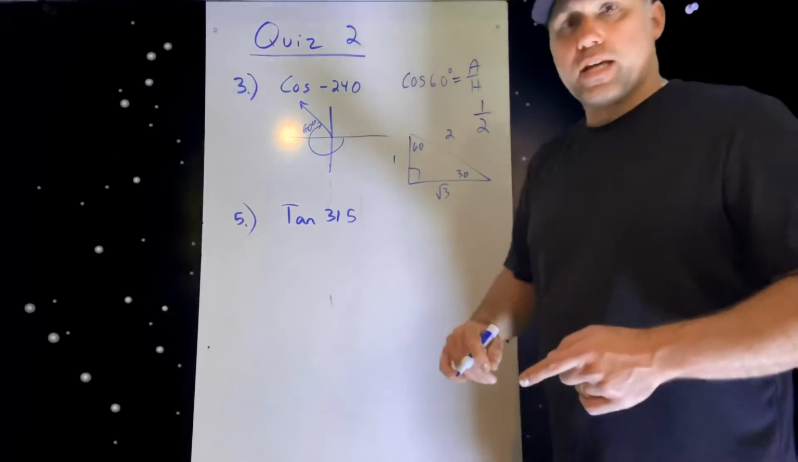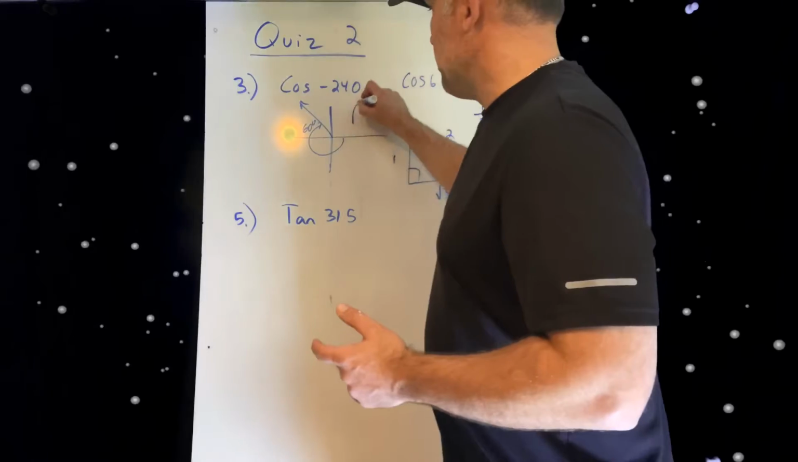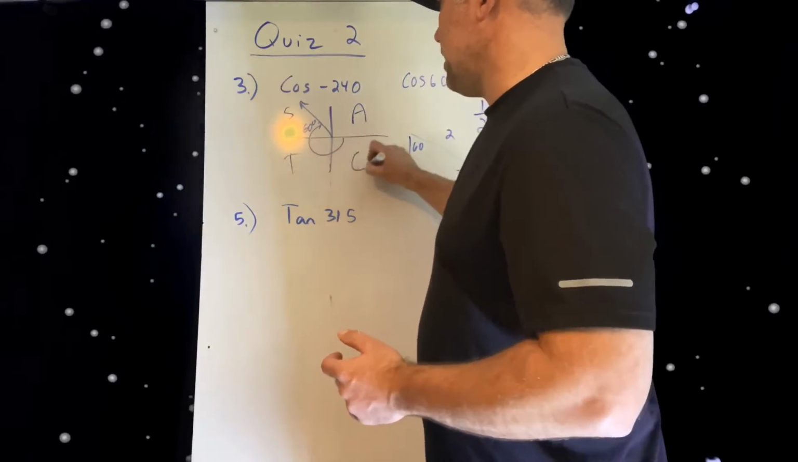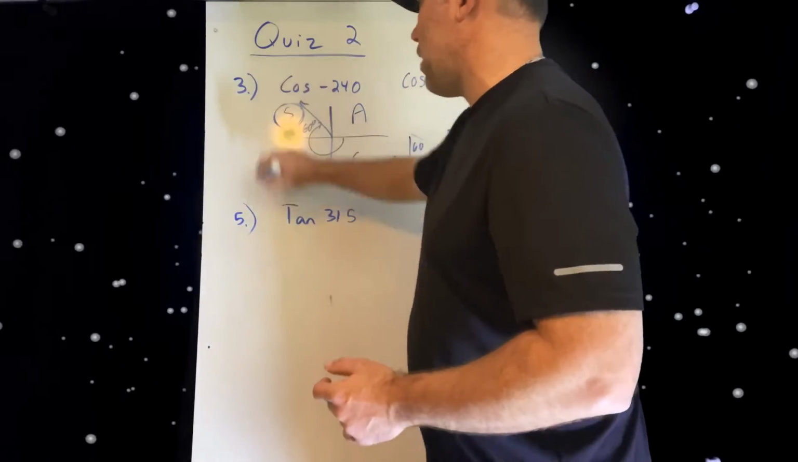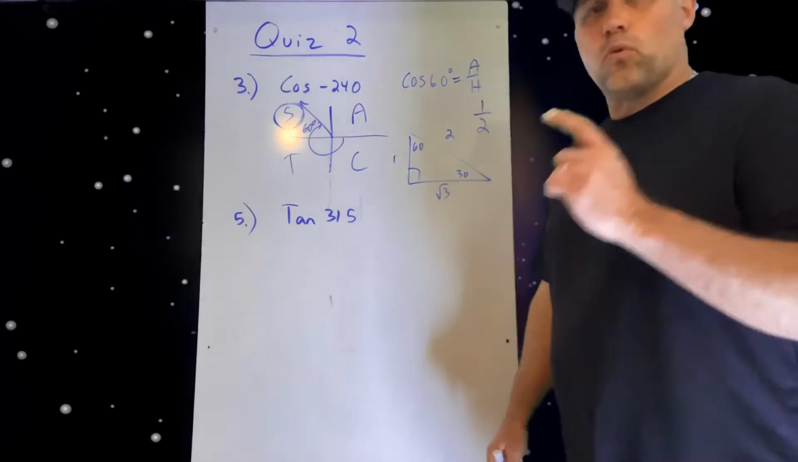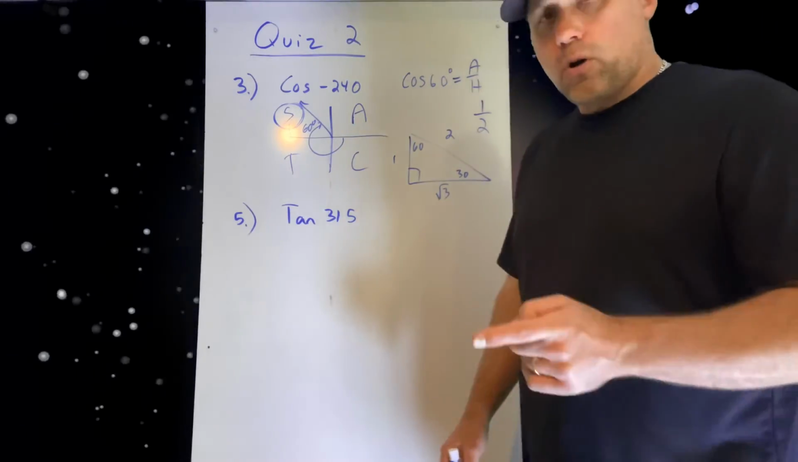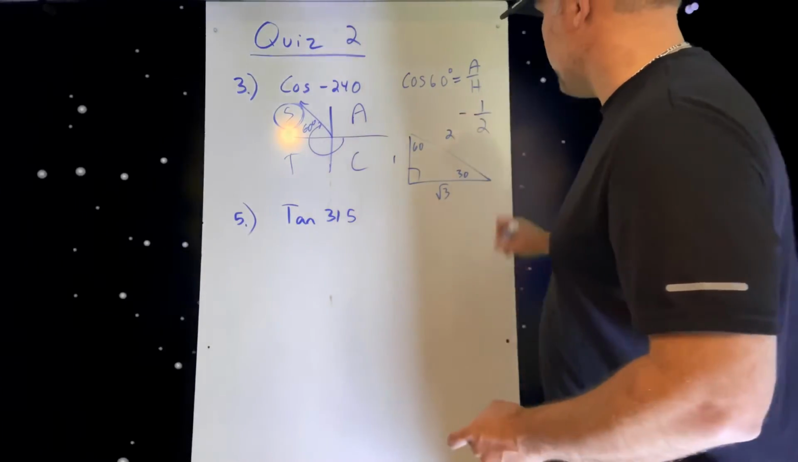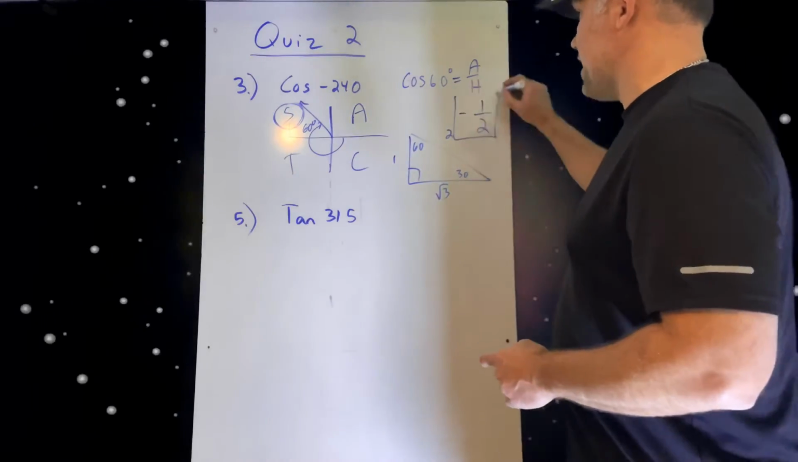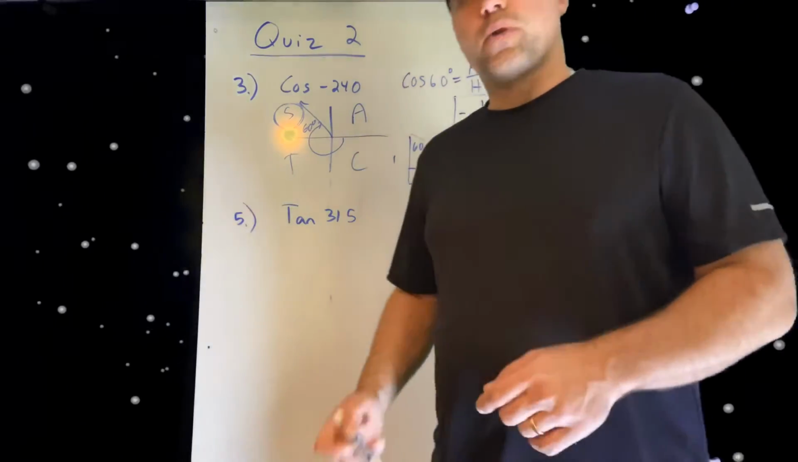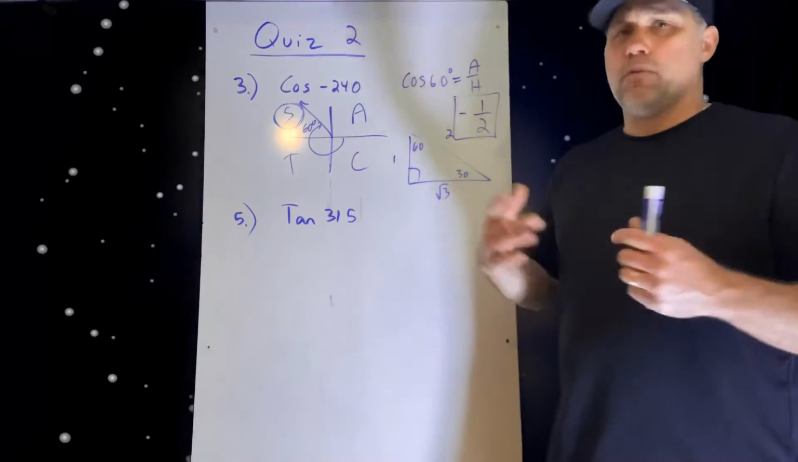And here's where a lot of you got tripped up. Remember ASTC. We are in the S quadrant here, which means sine is the only thing that's positive. So you need to make sure that you put a negative on this because it's a cosine, so it should have been negative 1/2. So that's probably the reason a lot of you missed that one if you did miss it.